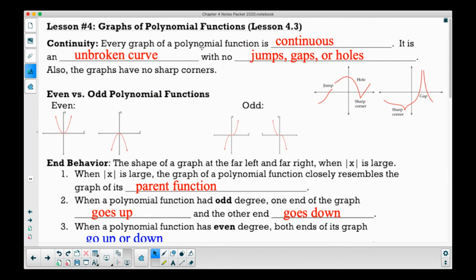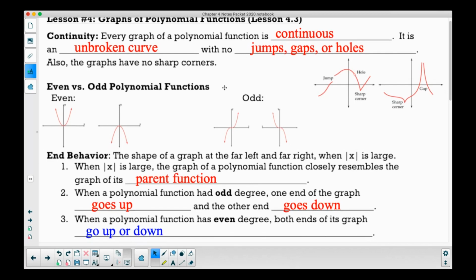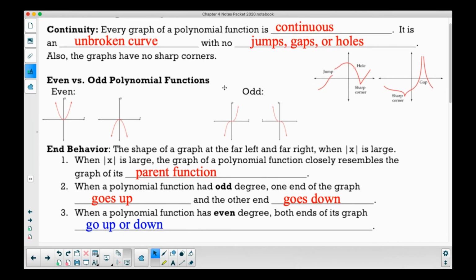Every graph of a polynomial function is continuous. It is an unbroken curve with no jumps, gaps, or holes. Also, the graphs have no sharp corners. So if you look over here at these two little graphs, you can see there's a jump, there's a hole, there's sharp corners, there's gaps. So those would not represent polynomial functions. Polynomial functions will be continuous if you were to graph them.